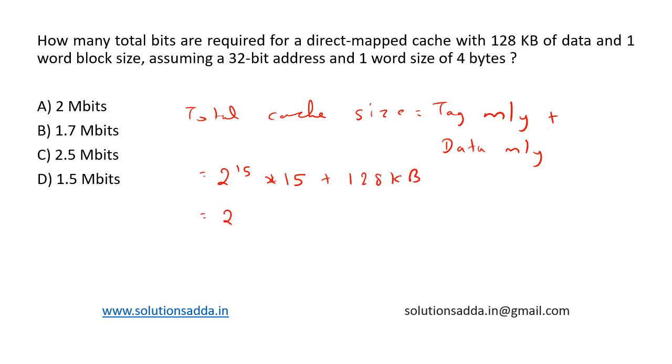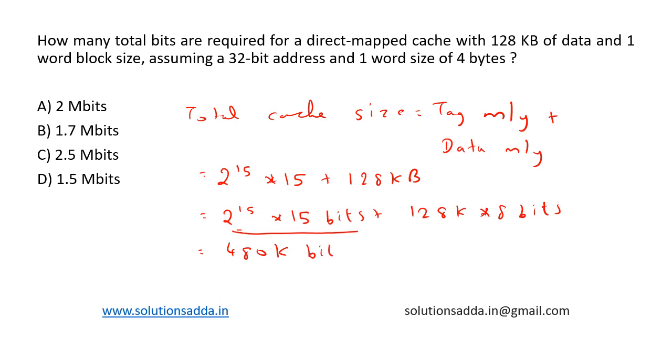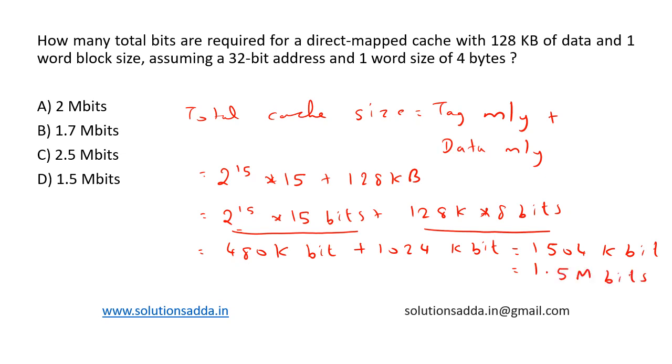Converting everything into bits, 2 to the power 15 into 15 bits plus 128 K into 8 bits. So we have here 480 KB. This can be calculated to 480 kilobits plus this can be calculated as 1024 kilobits, which is again equal to 1504 kilobits, which is equal to 1.5 megabits. So option D, 1.5 megabits is the correct answer.